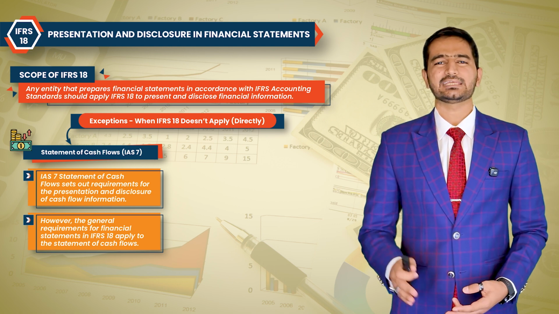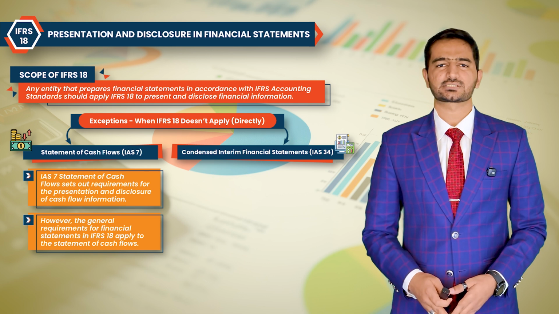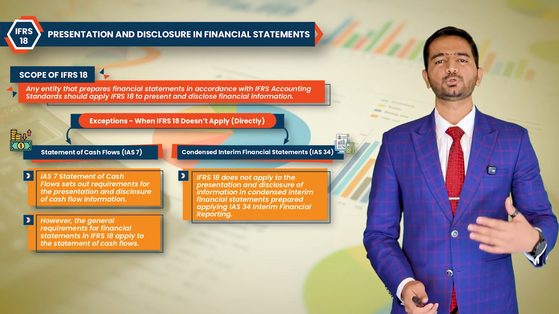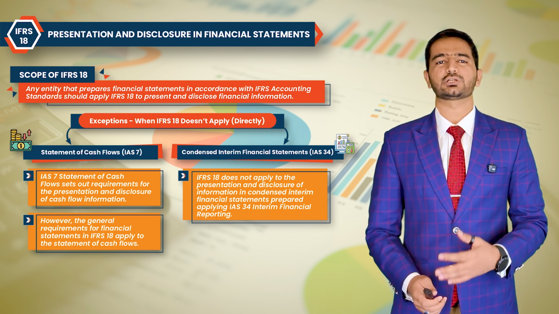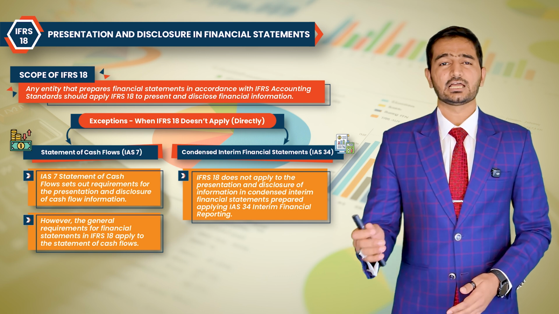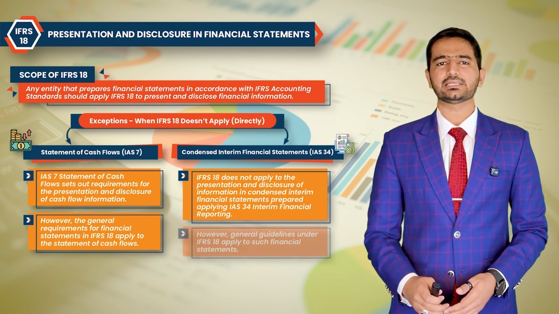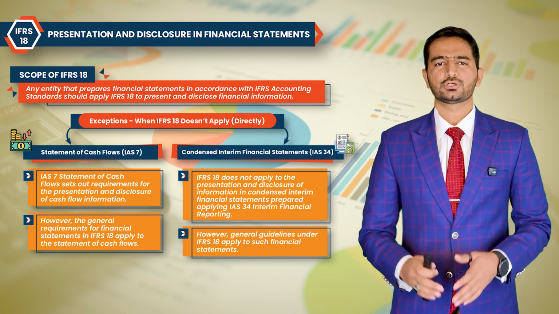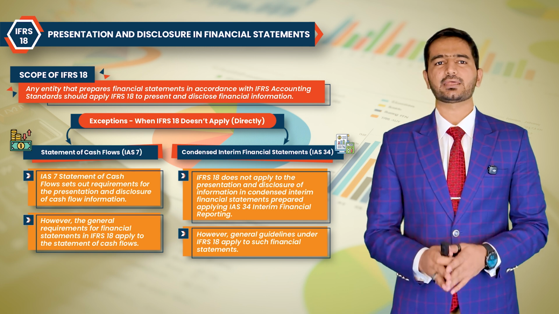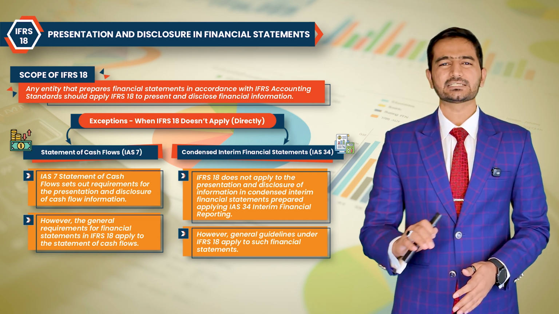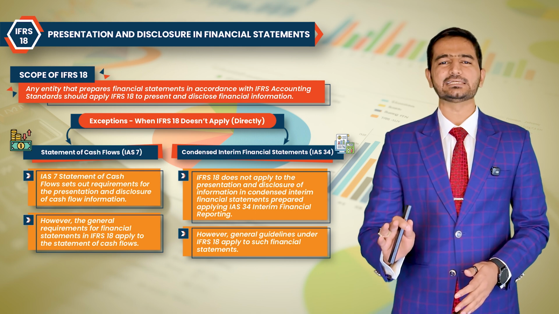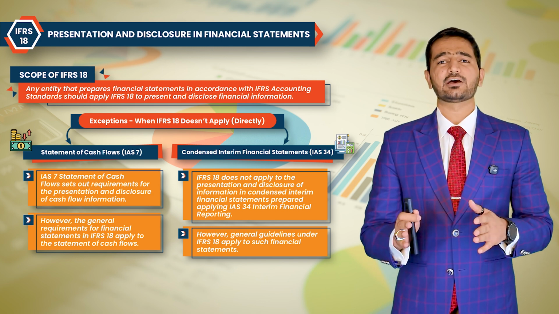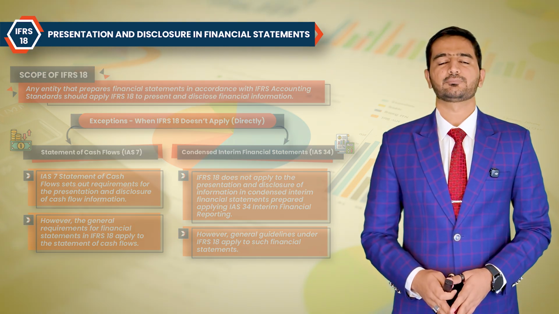And the second exception is condensed interim financial statements. When you are preparing interim reports like quarterly financials, you need to follow IAS 34 interim financial reporting. Again, IFRS 18 steps in with some general guidelines, but the specifics are handled by IAS 34. So you can think of IFRS 18 as a parent who supervises but does not micromanage every little detail in these special cases. My friends, let me take a quick diversion at this point to clarify something important.